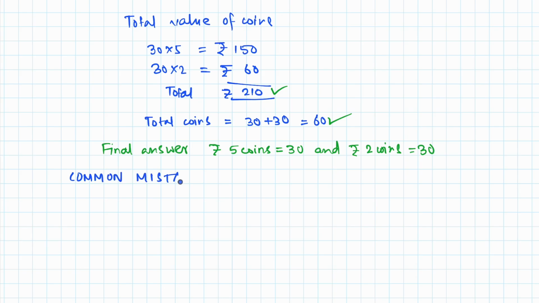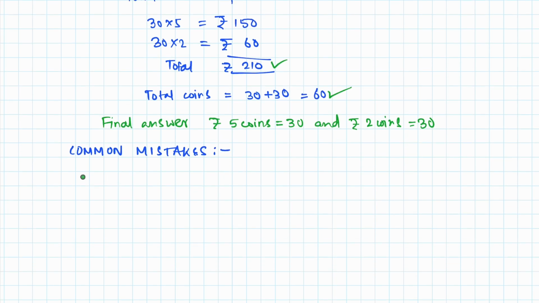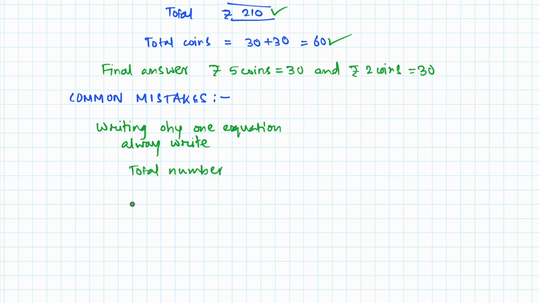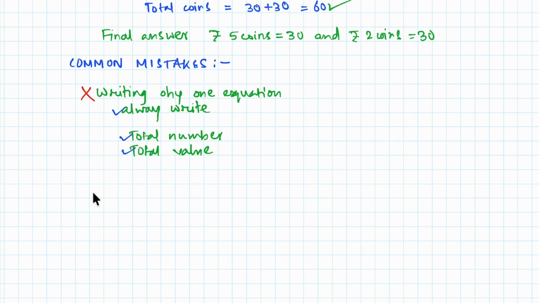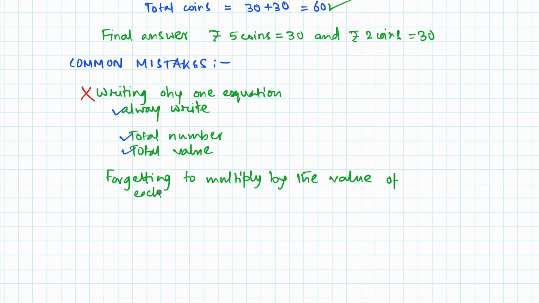So now the common mistakes that we generally make in the exam, that may be a CBSE exam or any other competitive exam: writing only one equation. Always write two equations, that is total number and total value. That is one important mistake that most of the students make. Second is forgetting to multiply by the value of each note. In order to get the value, we need to multiply the number with the value of the notes, and then you arrive at the total value.